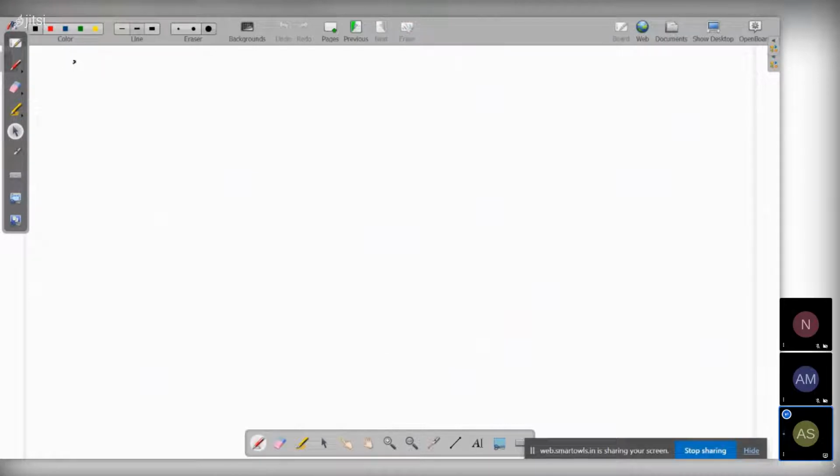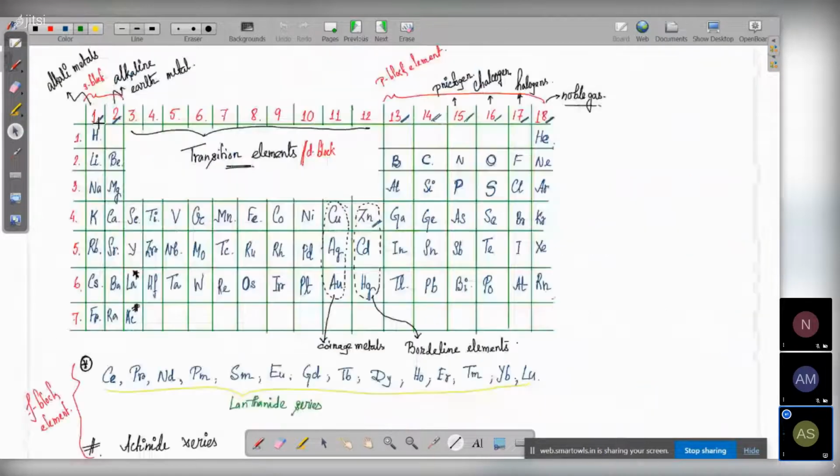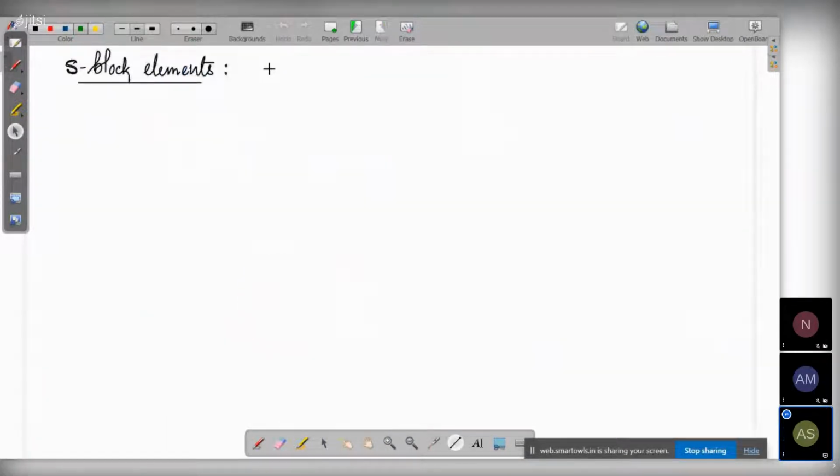We'll be studying about S block element. So who are called S block elements? You see in the periodic table, what did I write? Group 1 and group 2. Elements present in group 1 and group 2 together are called the S block element.